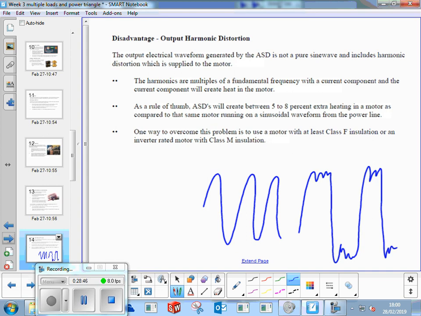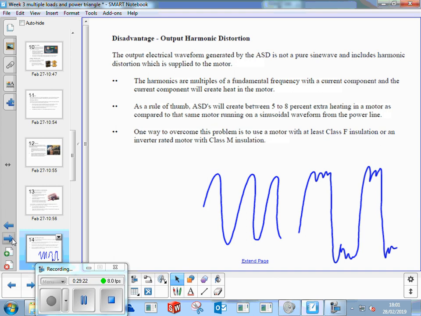Hopefully not too much. So you've got harmonics, they're multiples of the base frequency. So if we're running at 60 Hertz, your second harmonic will be 120 Hertz, your third harmonic 180, and so on. So each of those harmonic frequencies will have a current component to them that will create more heat in the motor.